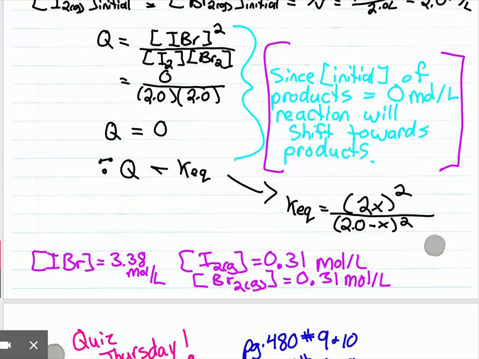Sorry. So once you solve for X and you sub in to those values from your ice table, like you already know how to do, you should get IBr, concentration of iodine bromide, 3.38. Iodine gas and bromine gas are both 1.31.